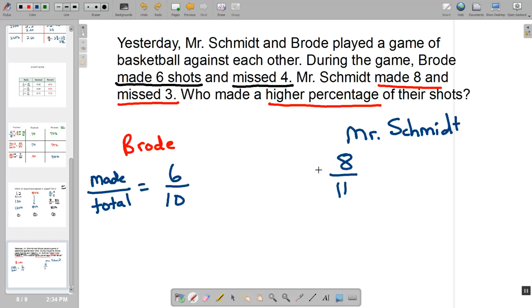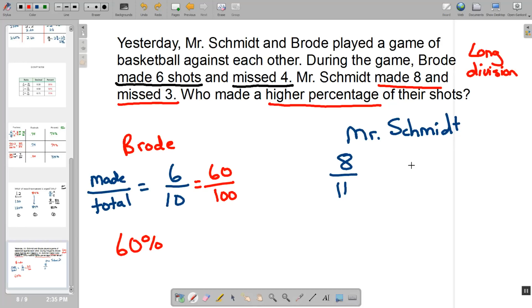So now we need to make them both into percentages, or I guess we could do a common denominator here, but since we're learning percentages, I'm going to do that. I know that 60 hundredths is the same as 6 tenths. Therefore, Brody made 60% of his shots. Mr. Schmidt, though, has 8 out of 11, and 11 doesn't have a whole number that I can multiply to get to 100. So our backup plan, like we talked about in the last video, is long division.